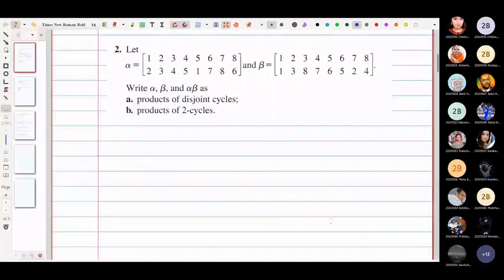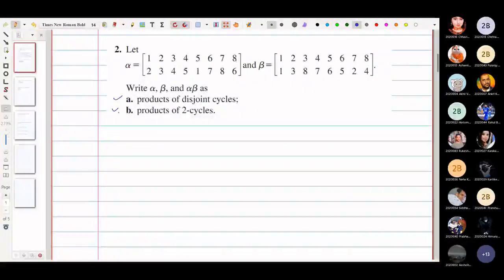Question number 2. There are 2 permutations, alpha and beta, and we need to write them in 2 ways. First, as a product of disjoint cycles, and then as a product of 2 cycles. Fine. So these are the applications of theorems we studied in properties of permutations, that every permutation can be written as a product of disjoint cycles. And we have also proved a result that every permutation can also be written as a product of 2 cycles.